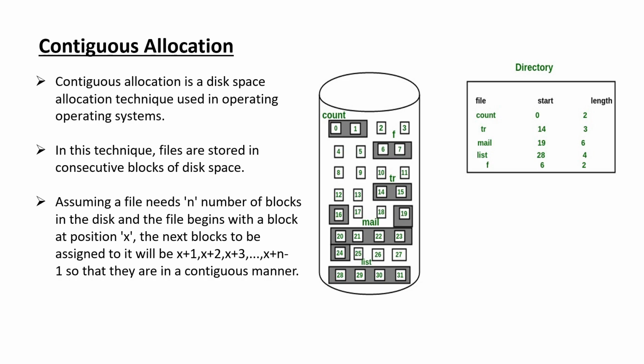This method is in contrast to non-contiguous allocation, where a file can be scattered in different locations on the disk. So in this technique, files are stored in contiguous blocks of disk space. Assuming a file needs n number of blocks on the disk and the file begins with a block at position x, the next blocks assigned to it will be x plus 1, x plus 2, x plus 3, and so on up to x plus n minus 1, so that they are in a contiguous manner. We can understand this properly with this example.